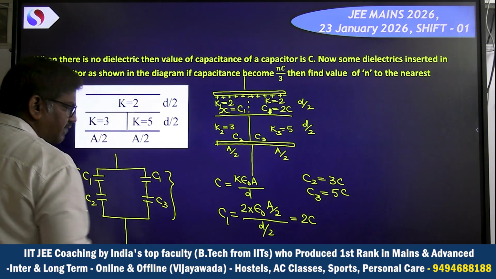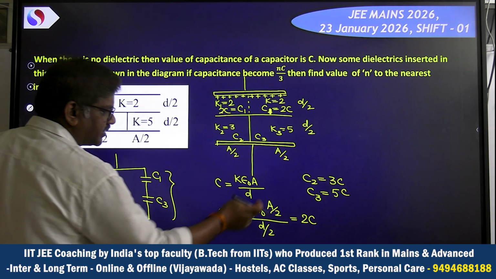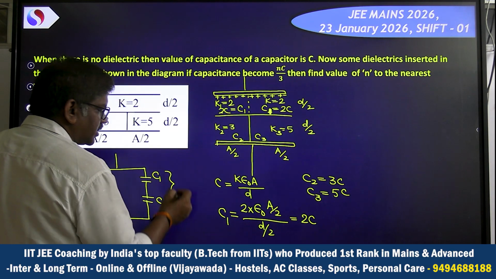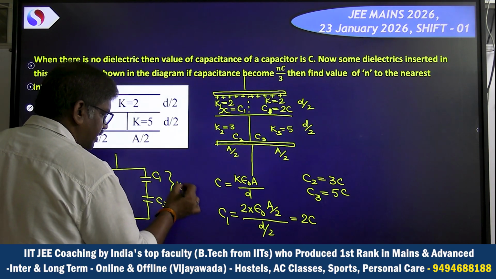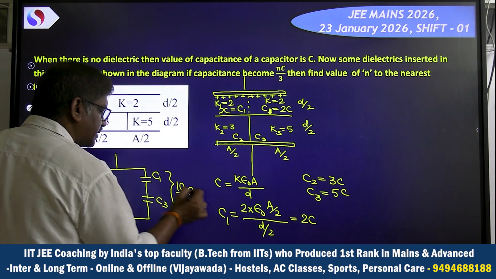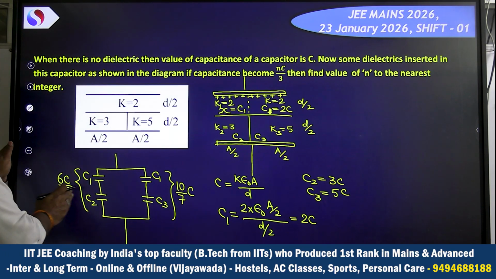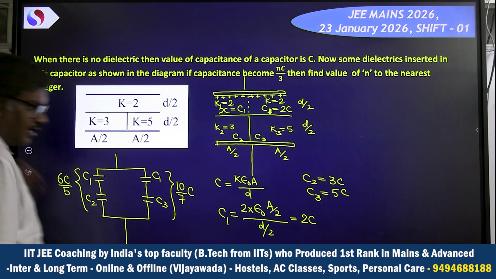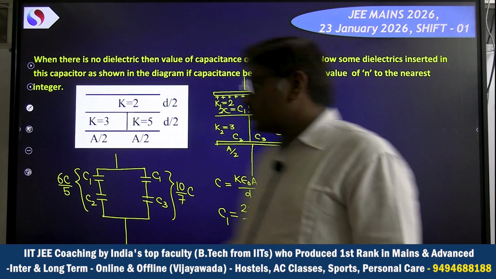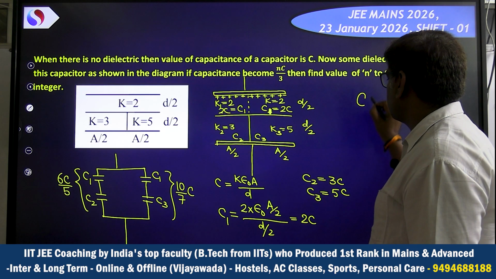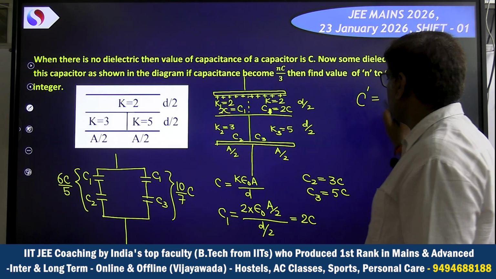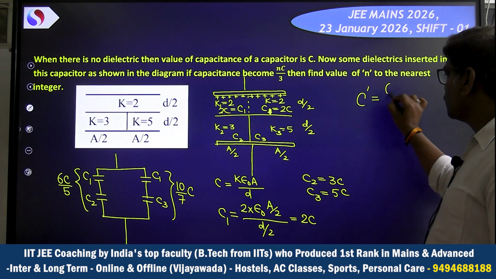Similarly, C1 and C3. Now C1 and C3 means 2 and 5. So it is 2 into 5 by 7, that means 10 by 7 into C. So this equivalent and this equivalent, now these two are in parallel. When these two are in parallel, we will write down the capacitance with the dielectric becomes 6C by 7.